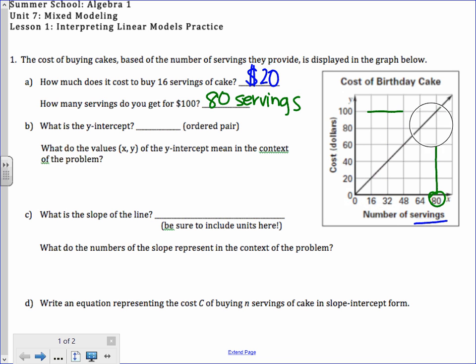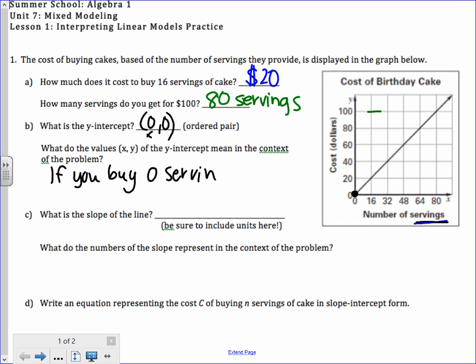Now they're asking you for the y-intercept of this graph. Well, that's where you cross the y-axis. So it looks like my y-intercept is at 0, 0. Now what that means in context, the first 0 is an x. On the x-axis is servings of cake. So it means if you buy 0 servings of cake, it will cost $0. That second 0 is a y, and cost is on the y-axis. So 0 servings of cake are going to cost you $0.